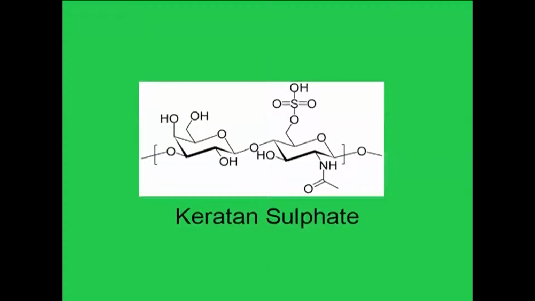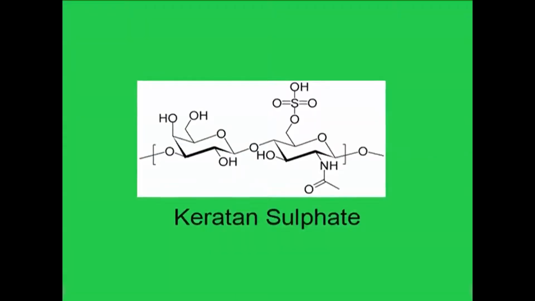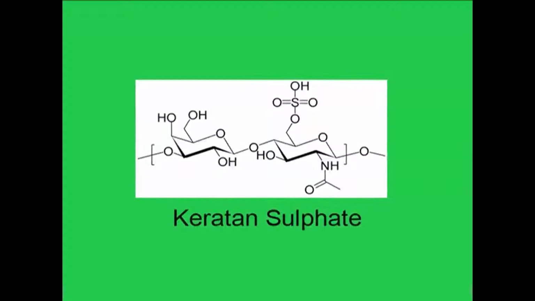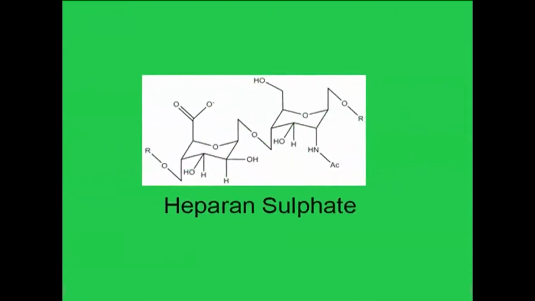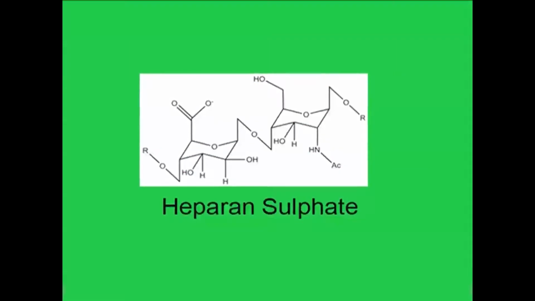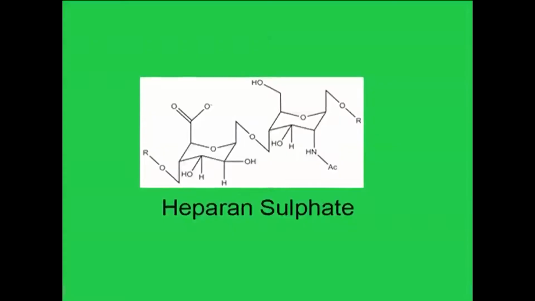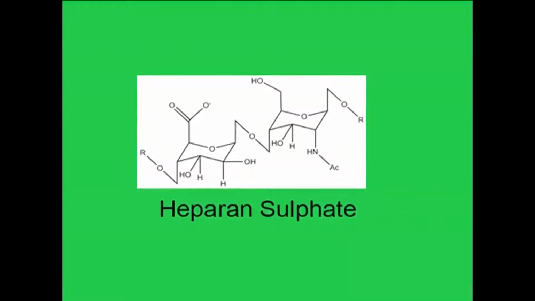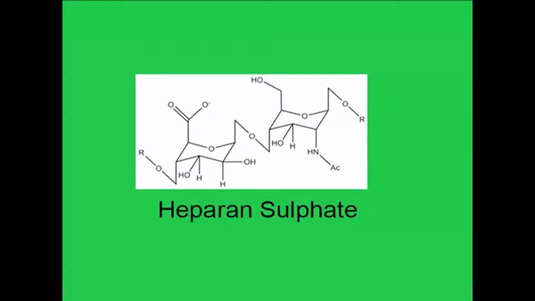In keratan sulfate, the components are beta 1,4 linked galactose and N-acetyl glucosamine, and in heparan sulfate, the components are D-glucuronate and N-acetyl glucosamine. The bond is beta 1,4, but heparan sulfate forms a family of molecules where the linkage may be different, beta 1,4 or beta 1,3. There are several similar molecules performing the same function.